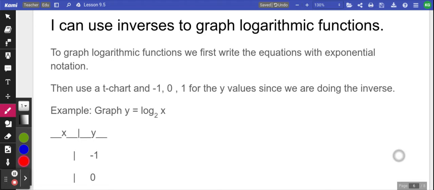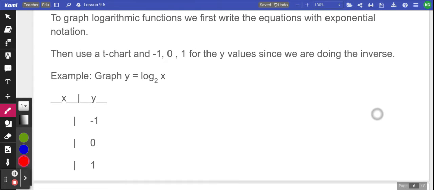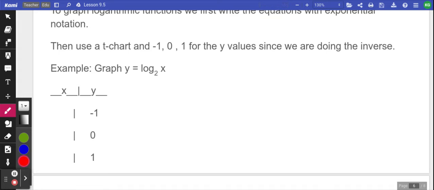Okay, since logs and exponents are opposites, we're going to use exponents to graph log functions. We're going to first write the equations in exponent notation, then use a t-chart for the values. Normally when we do this, we would put the values for x, but since we're doing inverse or opposite, we're going to put the values this time in for y after we change it to exponential.